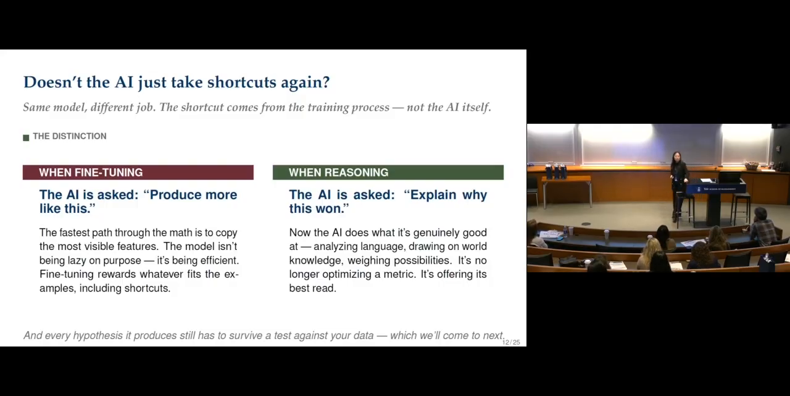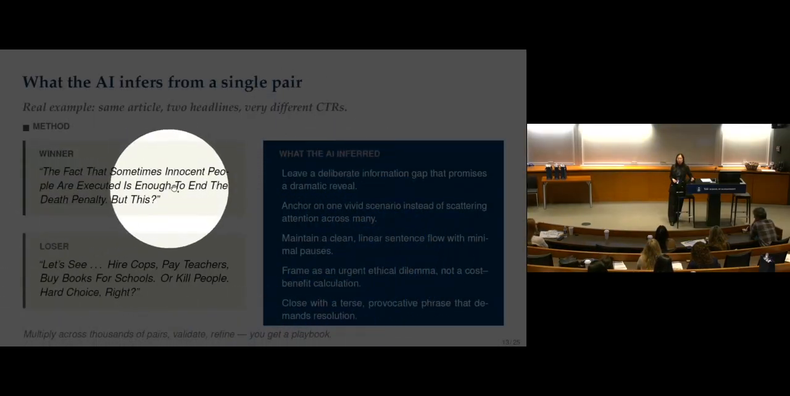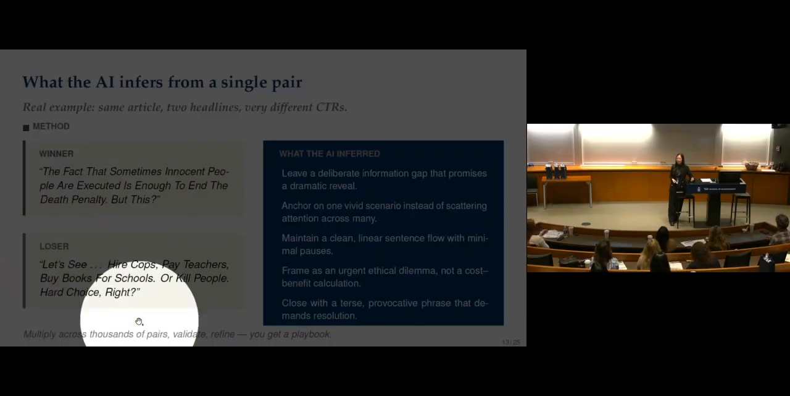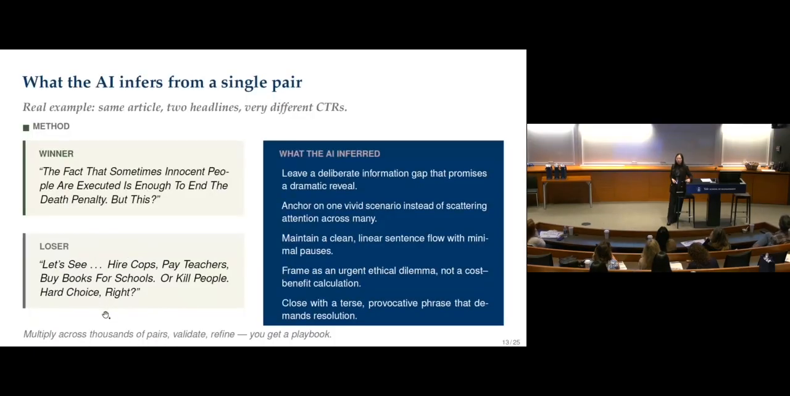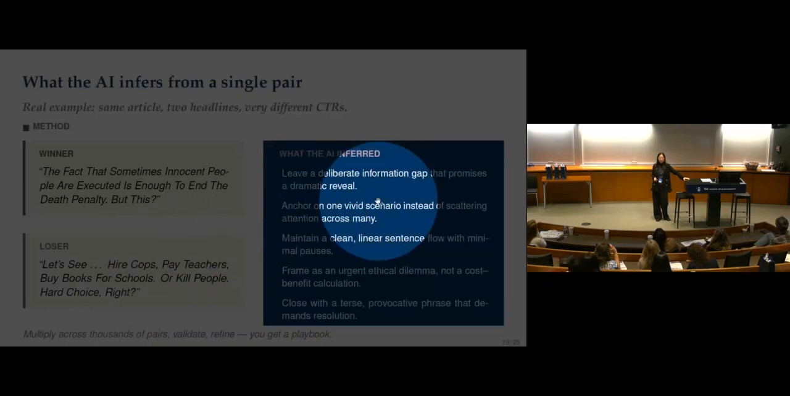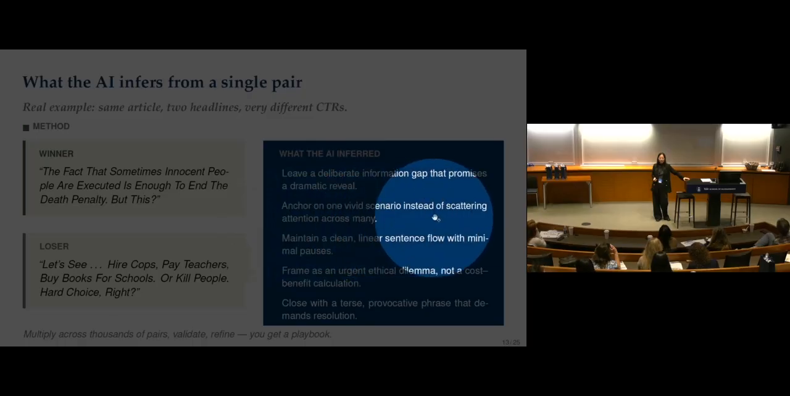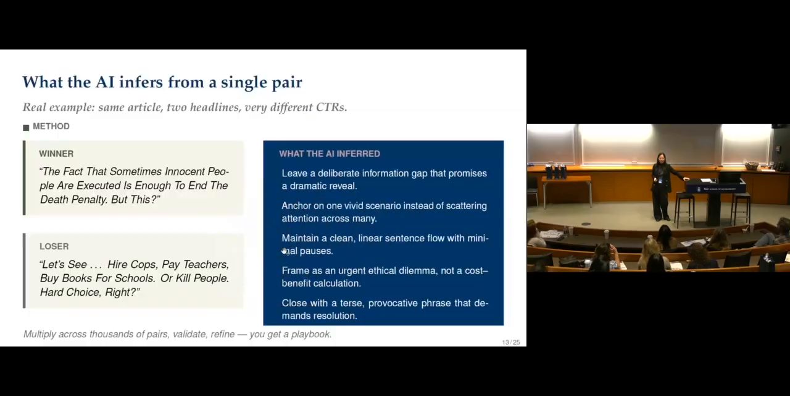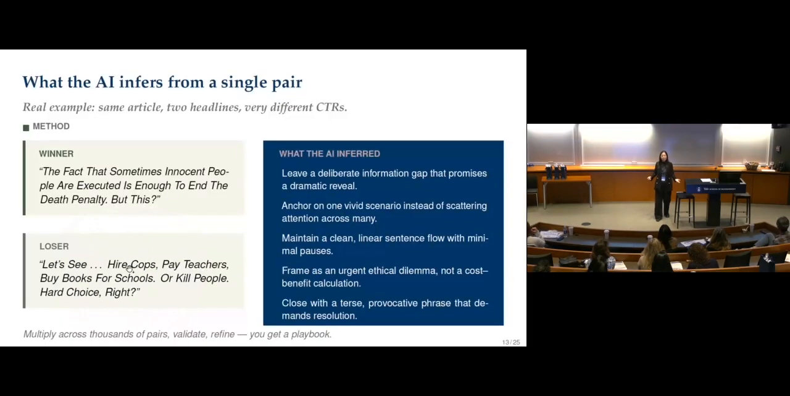So let me give you some examples. On the right is the LLM's hypothesis, trying to explain why this particular headline is better than the other. This one is taken from A/B testing, where we know this one has a higher click-through rate than this one. The LLM lists some hypotheses. It says, leave a deliberate information gap that promises a dramatic reveal, or anchor on one vivid scenario instead of scattering attention across many, and so on. So this is inspiring the LLM to think based on this particular example. And as I said, we gather many of them, and then we solve an optimization problem to select the best set.